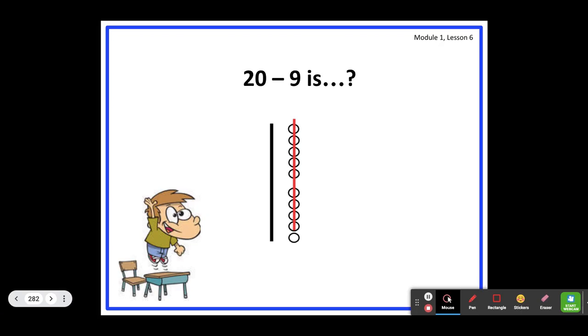The idea is not just to teach you how to do a standard algorithm like solving 20 minus 9, because I know you can do that, but it's for you to build number sense, for you to be able to learn how to visualize these kind of numbers mentally. I'm going to teach you how to do that. So here, I just want you to see a visual.